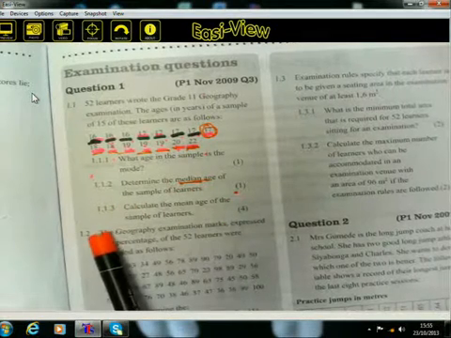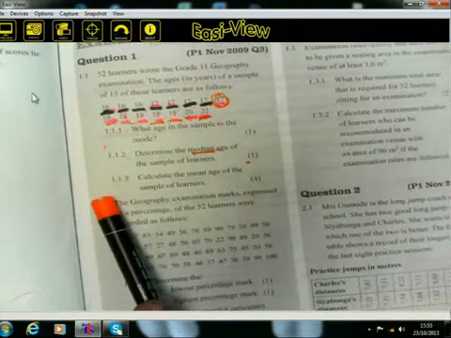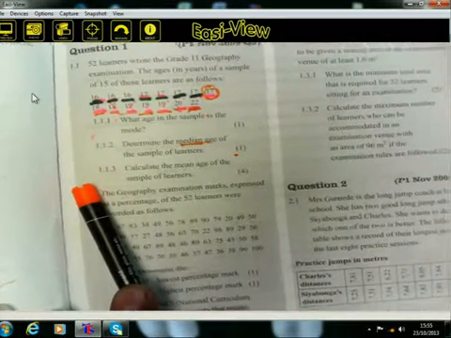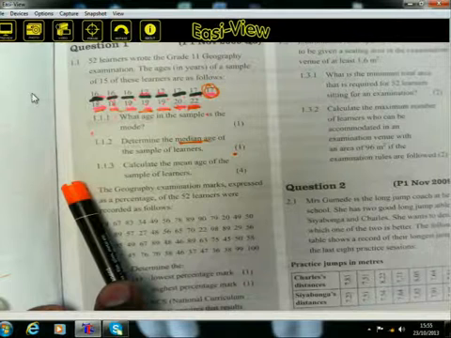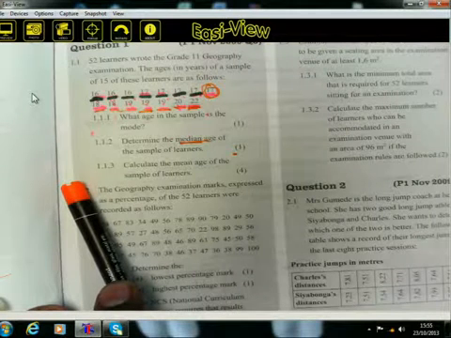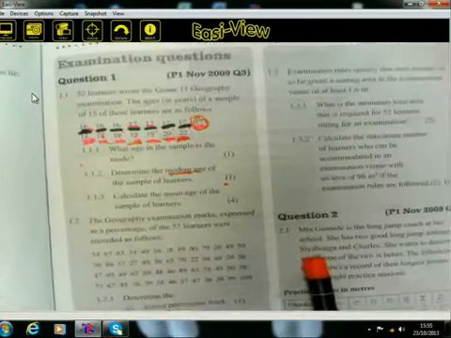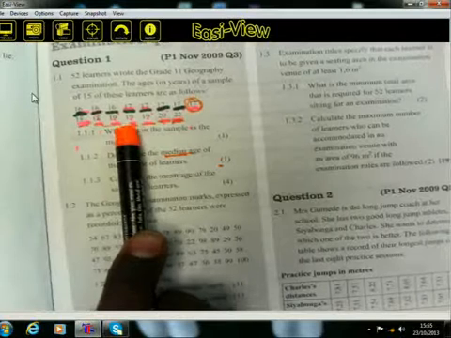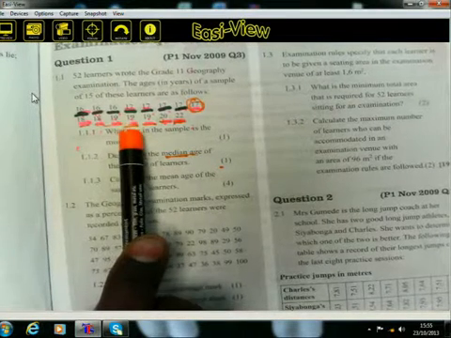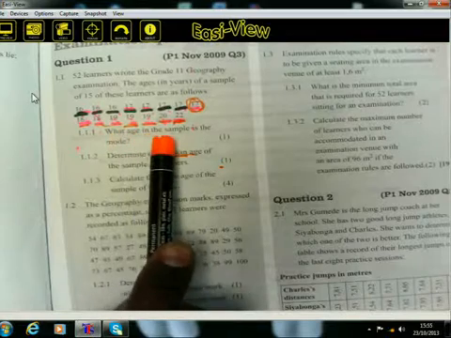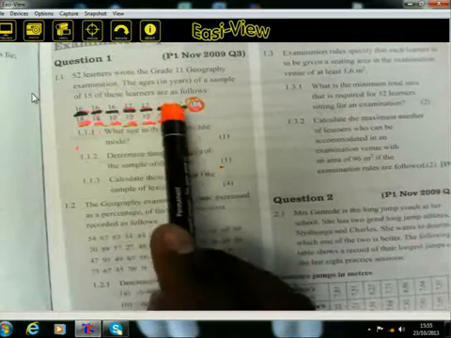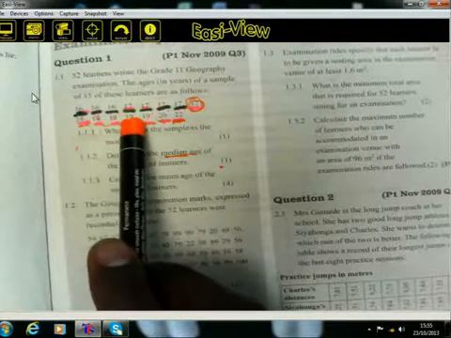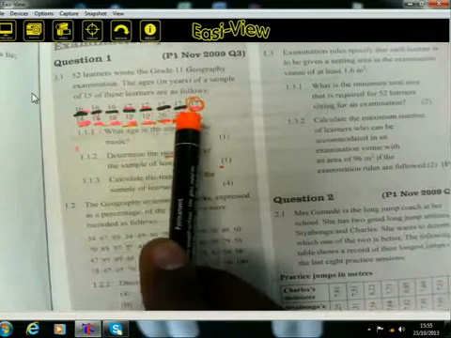Now, I'm giving you only 2 minutes to calculate 1.3. Number 1.3 says you calculate the mean age of the sample of the learners. Let me also give you those numbers. Here is the data that we are using: 16, 16, 16, and then 17, 17, 17, 17, 17, and then 18, 18, 19, 19, 19, three 19s, 20 and 22.